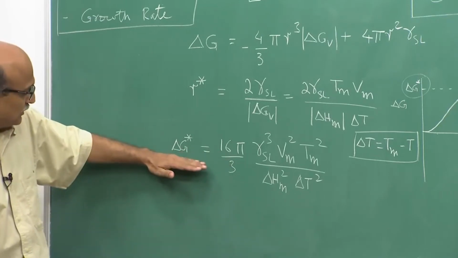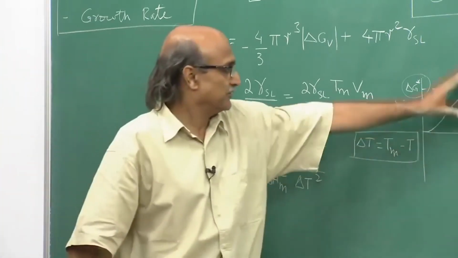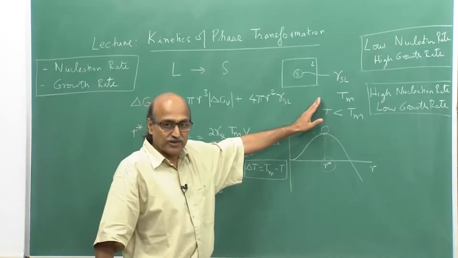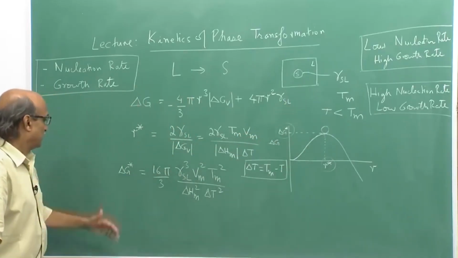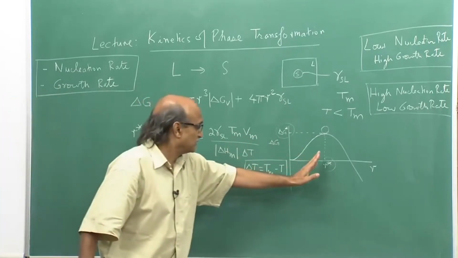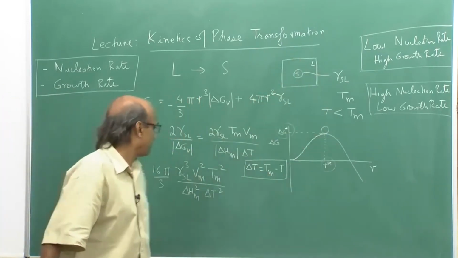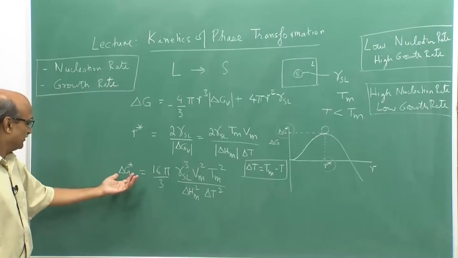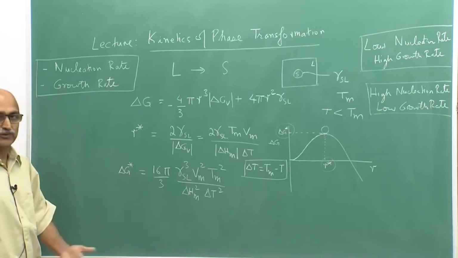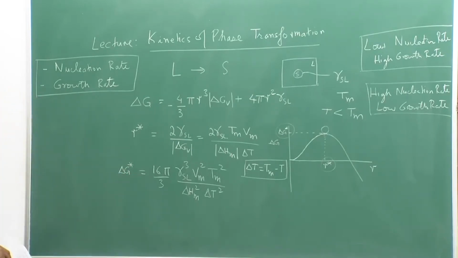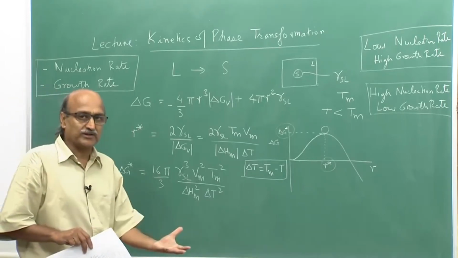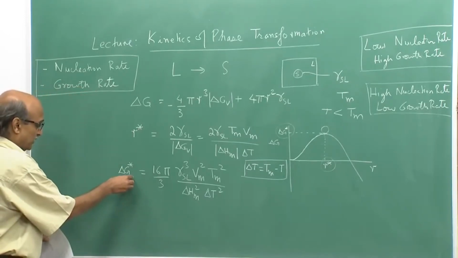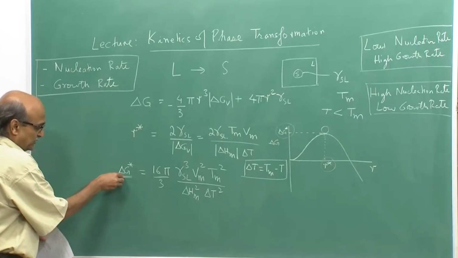Now, this should be clear that if delta G star is large, nucleation will be difficult because this hill would be much steeper, and if delta G star is small, nucleation would be easier, and hence the nucleation rate would be governed by delta G star.